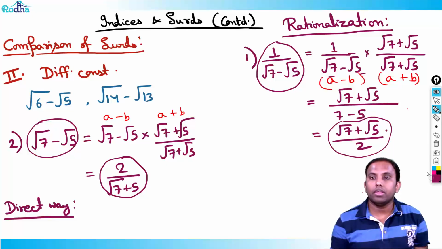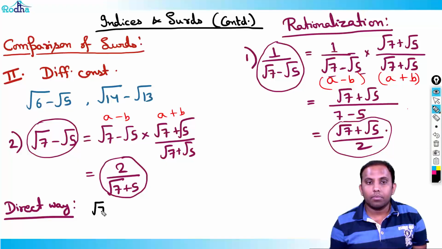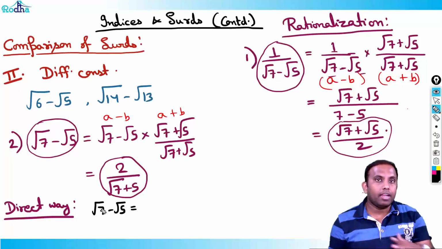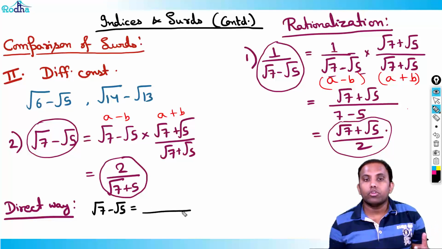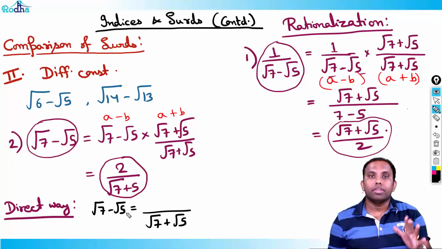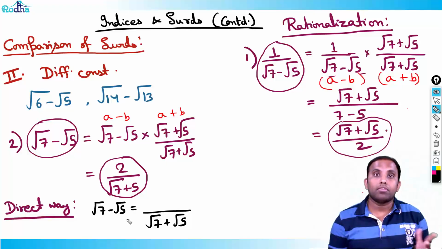So what is the direct way actually? If you have to rationalize root 7 minus root 5, what will you do? If in LHS it is in numerator, write its conjugate in denominator, that is root 7 plus root 5.